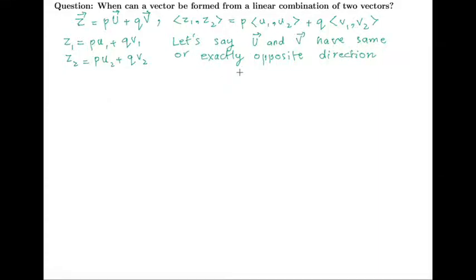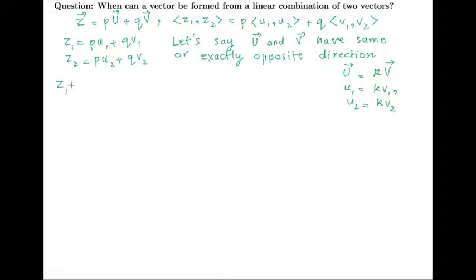This means that I can say u is equal to k times v, where k is a scalar. So this means that u1 is equal to k times v1, and u2 is equal to k times v2. Let us plug it here.